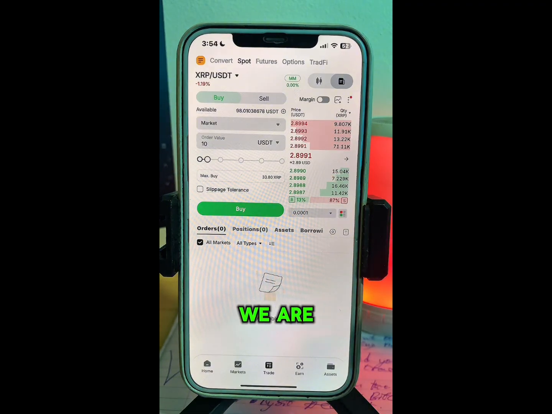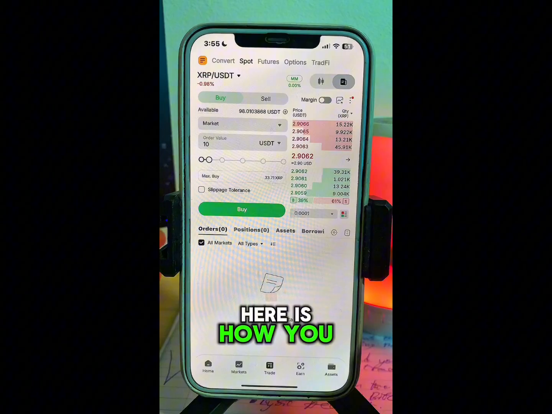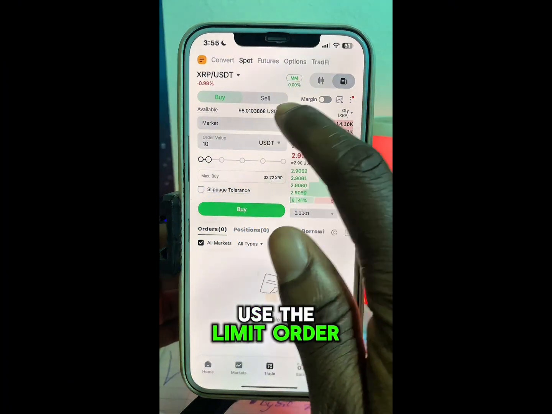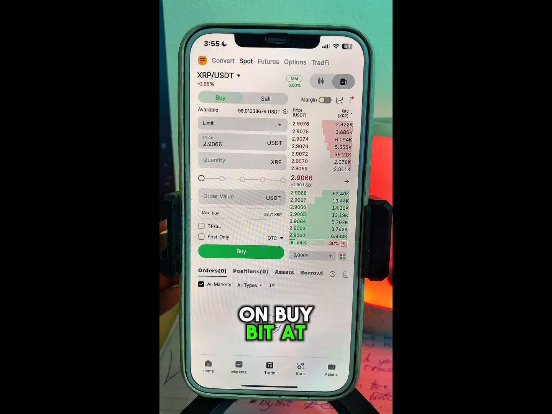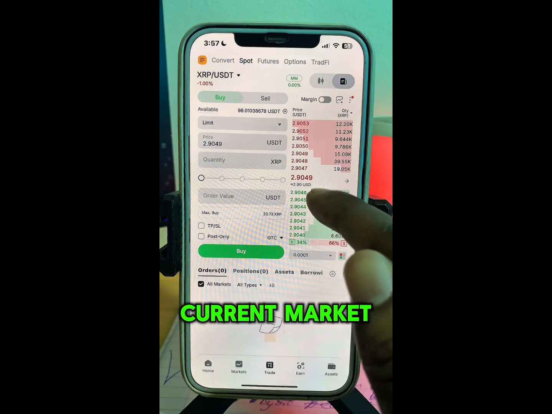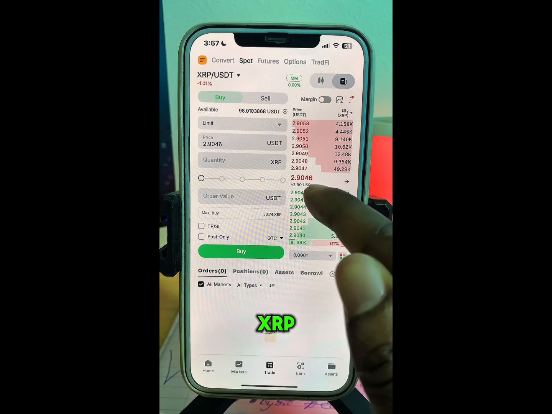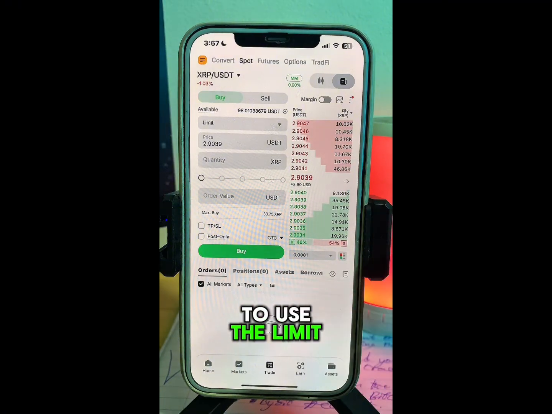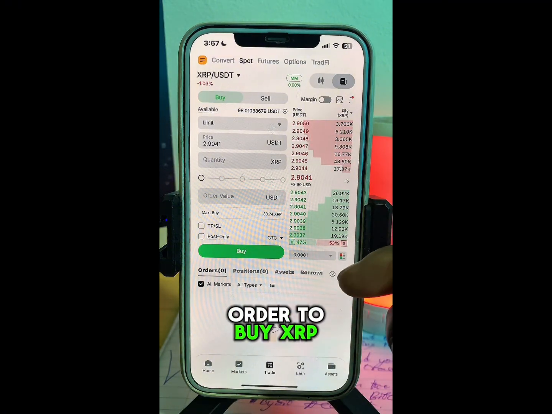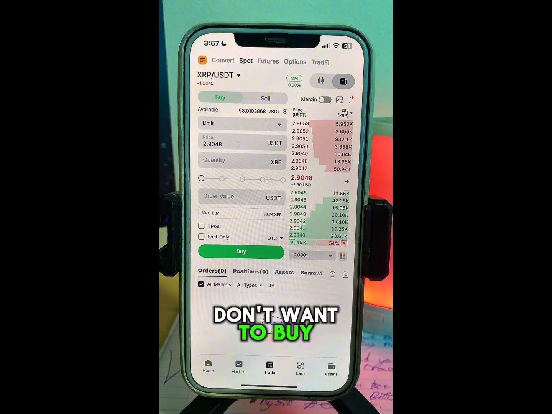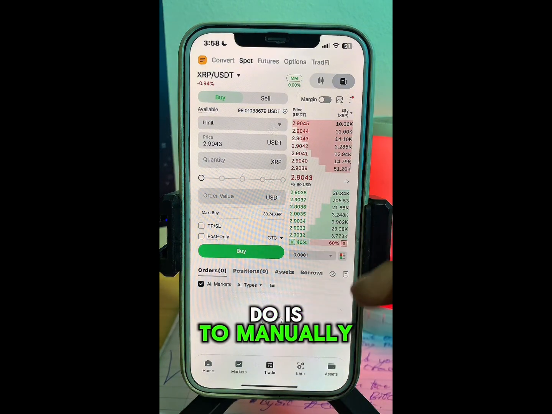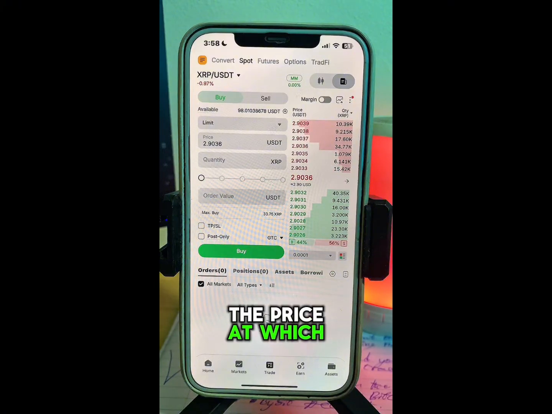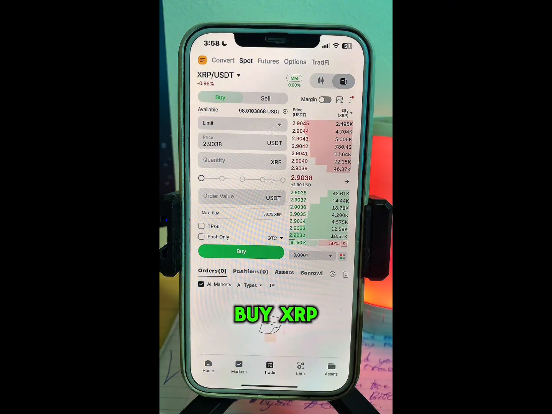The next thing is we are going to use the limit order to buy XRP. Here is how you use the limit order to buy an asset on Bybit. At your right, you will see the current market price of XRP. And if you want to use the limit order to buy XRP, which means that you don't want to buy XRP at this current price, all you have to do is to manually enter the price at which you are willing to buy XRP at.